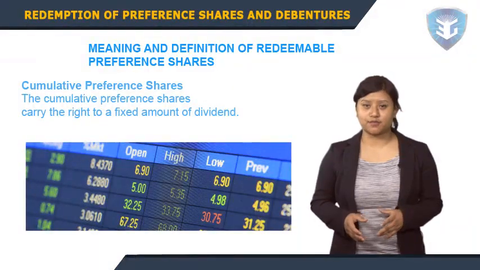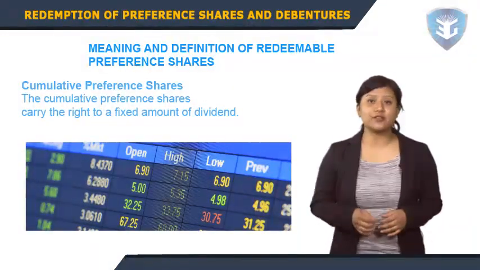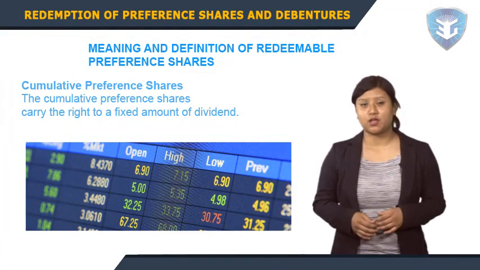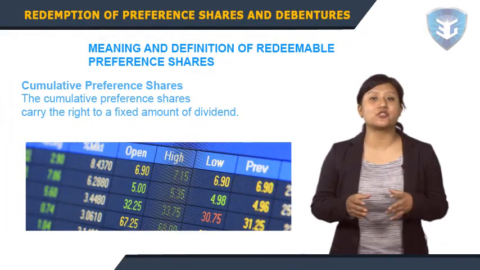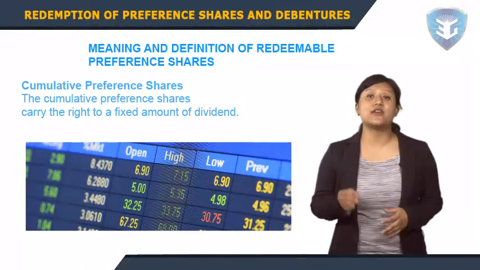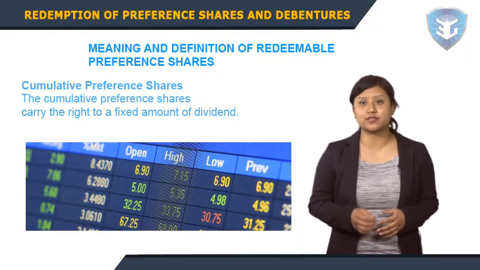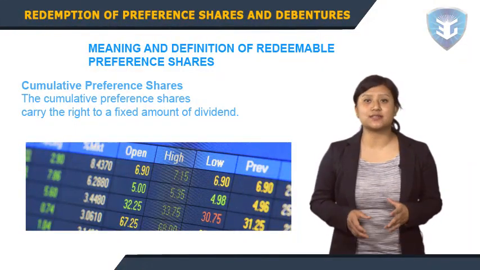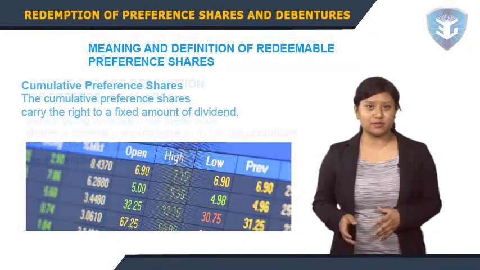Cumulative preference shares. The cumulative preference shares carry the right to a fixed amount of dividend. The holders of these shares are entitled to get dividend out of future profit if current year's profit is insufficient for the same. So the dividend on these shares accumulates till the final payment.